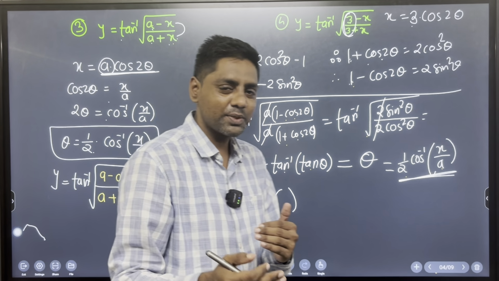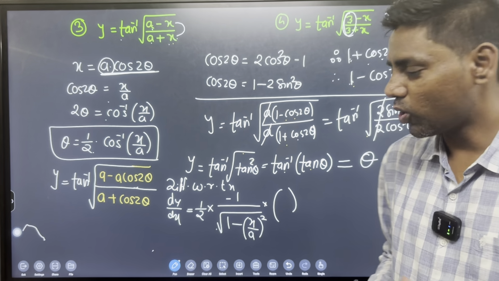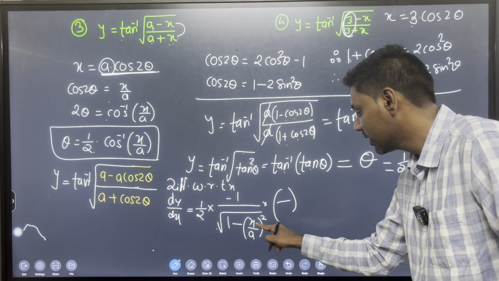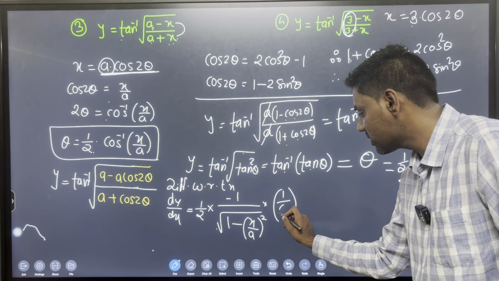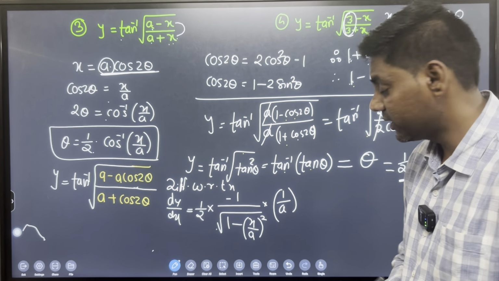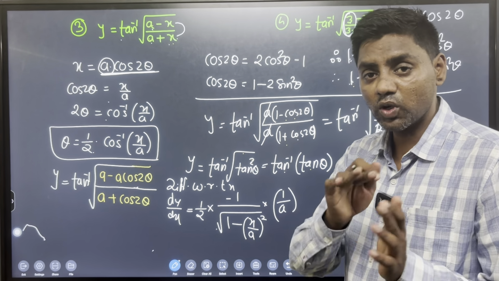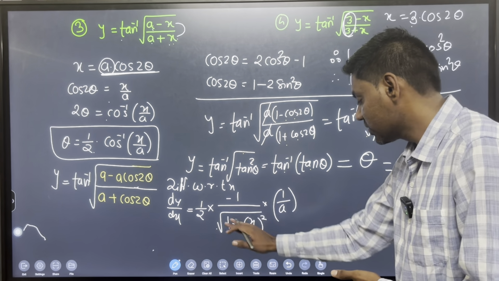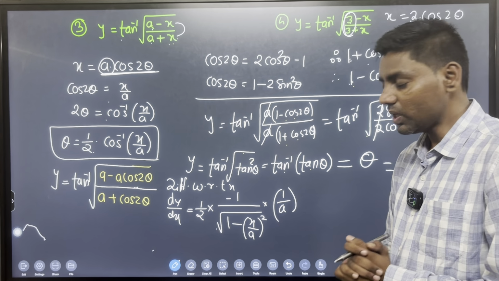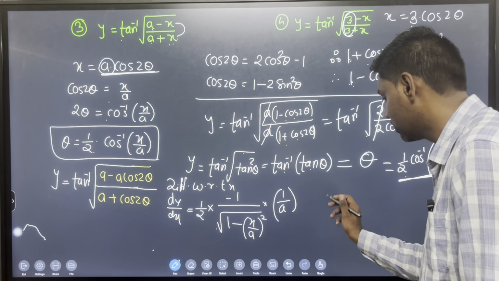So what is the derivative of x by a? x is the function, a is the constant. When we take the derivative of x it is 1, and the constant stays as it is. Don't take 0. Why? Because it is with the function; it is not separately present. So this is how we get the final answer, but we can go a few steps beyond.